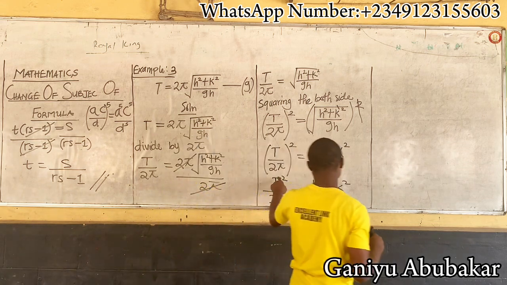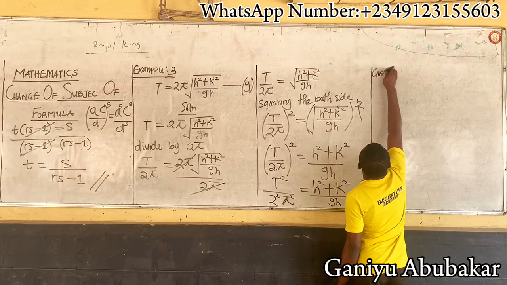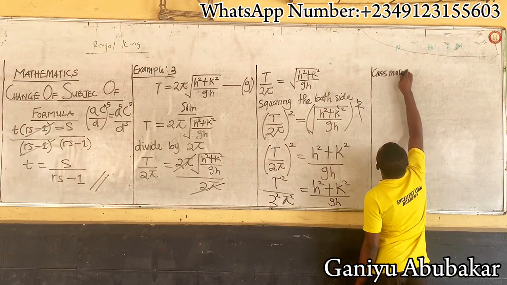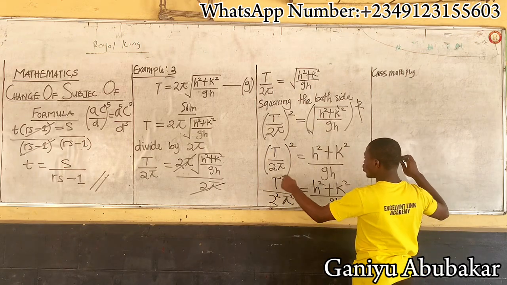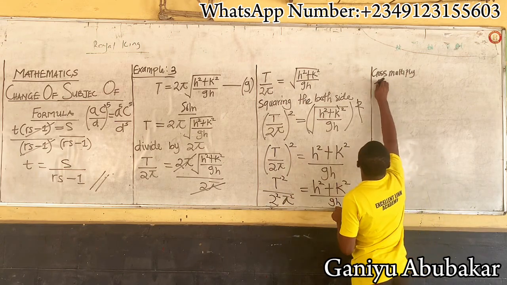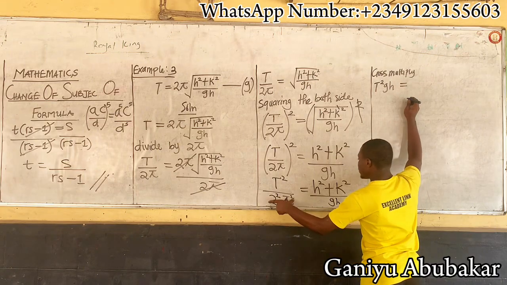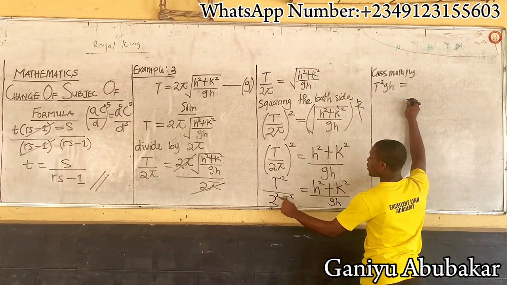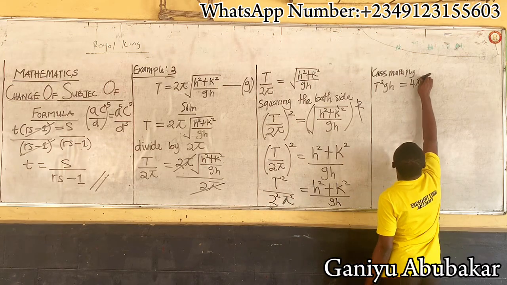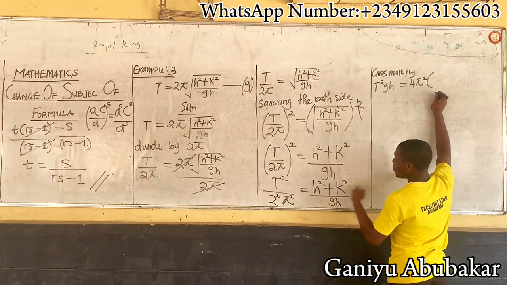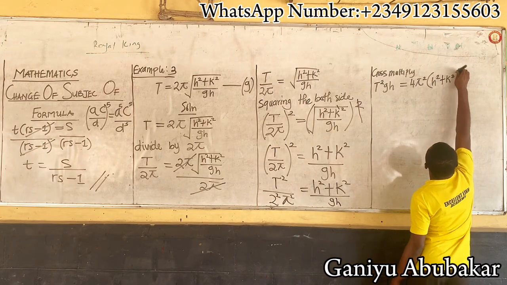At this point here, I will do a cross multiply. What do I get? t squared times this, that becomes t squared gh equal to, multiply this by this. So 2 squared is 4. So I'll have 4 pi squared into everything is what? h squared plus what? k squared.